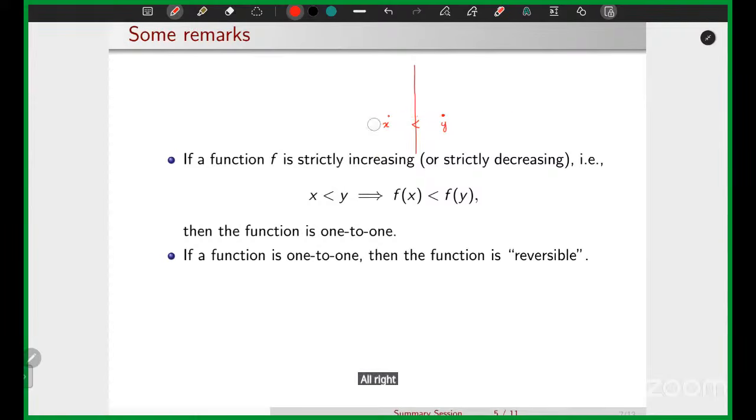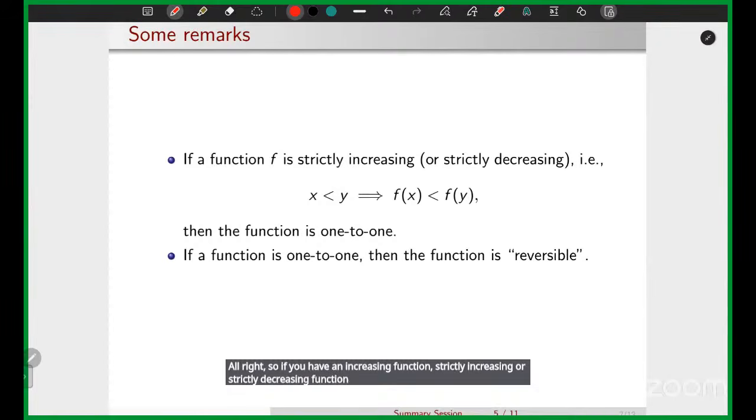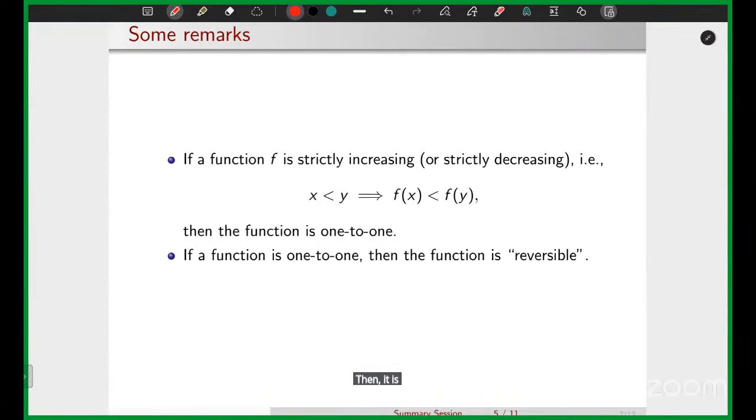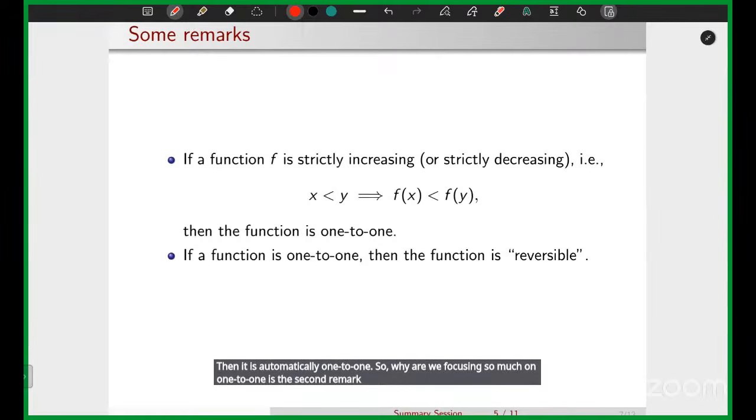All right. So if you have a strictly increasing or strictly decreasing function, then it is automatically one-to-one. So why are we focusing so much on one-to-one is the second remark, where towards the end of the session, we'll make it formal what it means to be reversible. But here I'll give you an idea.